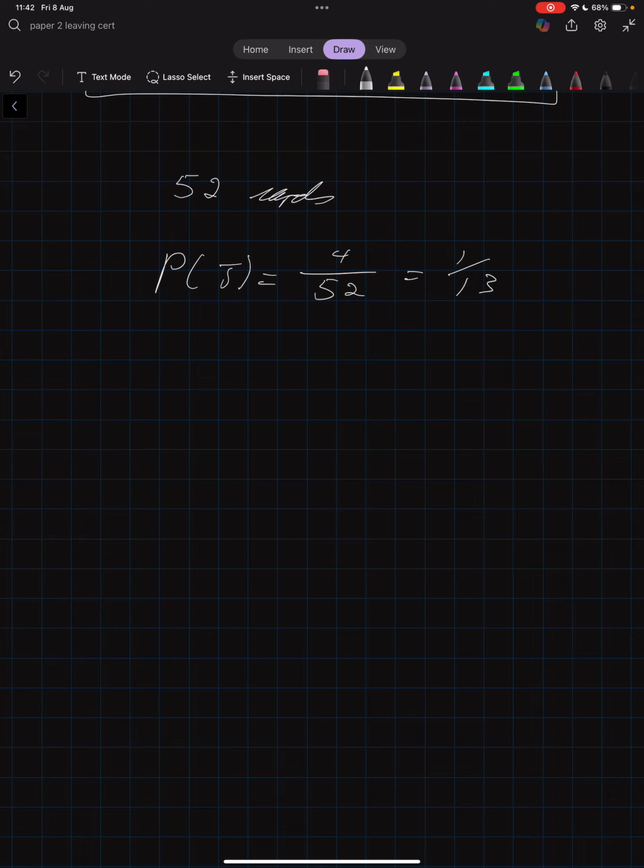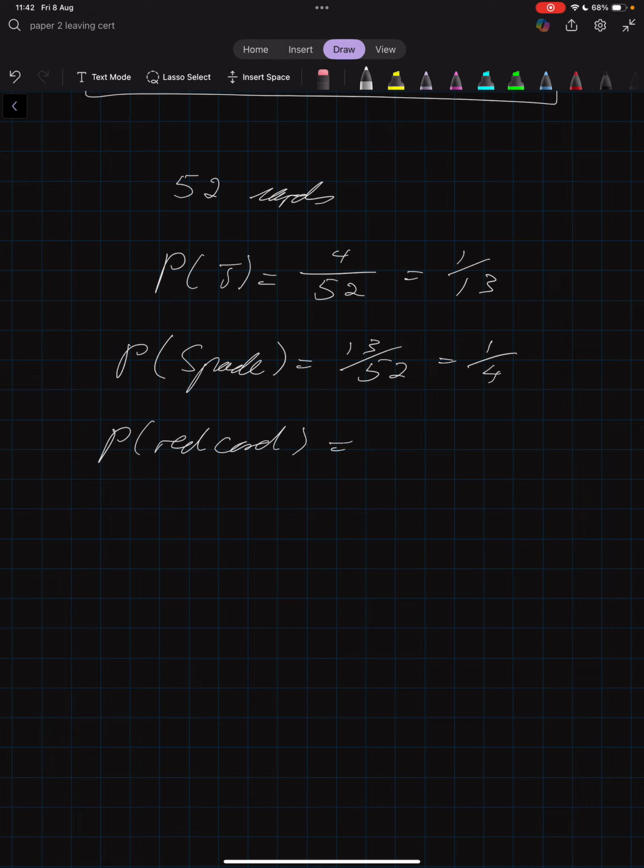Now, one thing you will have to be careful of, I might just do all of it. What's the probability of getting a spade? Well, there's 13 spades in 52 cards, so it's 1 in 4. There's 4 suits, and a spade is 1 suit, so therefore it's 1 in 4. What about the probability of getting a red card? Well, diamonds and hearts are both red, so there's 26 red cards divided by 52. So there's a 1 in 2 chance that you'll get it. Okay?